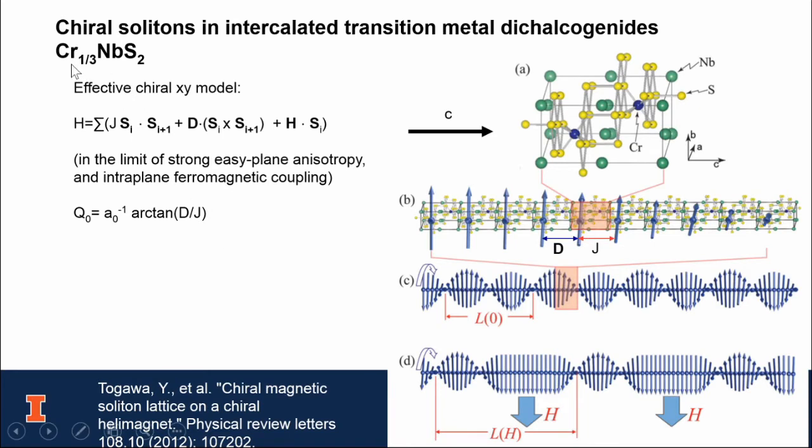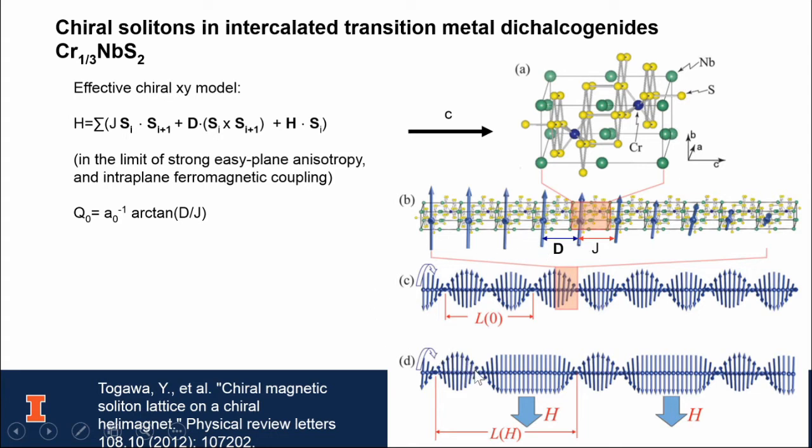It is shown in one of these systems, chromium intercalated niobium sulfide. The spins of the intercalated chromium lie within the ab plane because of strong magnetic anisotropy, and couple ferromagnetically within the plane. These spins also couple ferromagnetically out of the plane, and in the presence of the DM interaction and the out-of-plane ferromagnetic coupling, the resultant ground state is a helimagnetic state. The helical periodicity is set by the relative strength between the DM interaction and the ferromagnetic coupling.